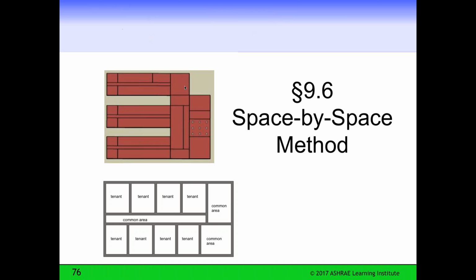Now the space by space method, this is where we get into a detailed analysis of the lighting allowances space by space.